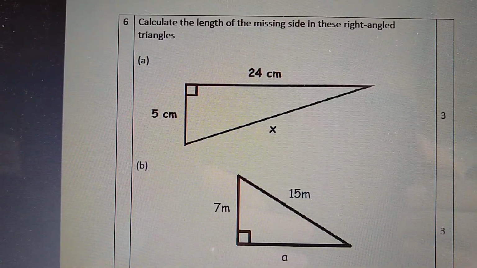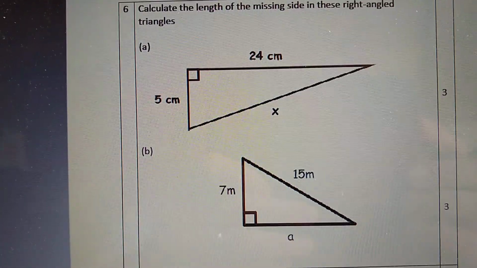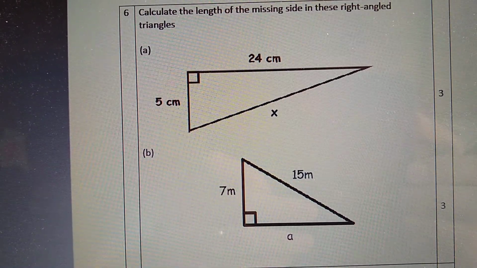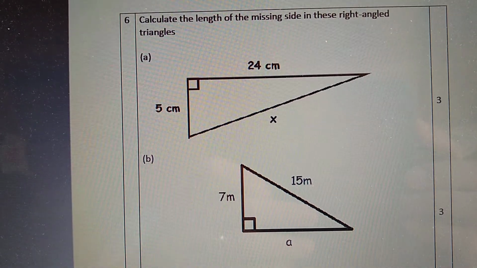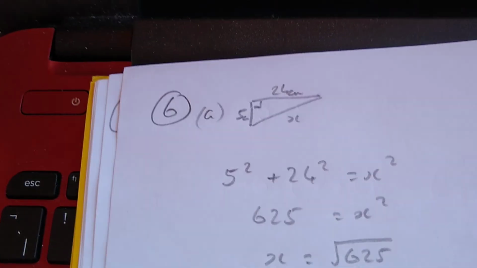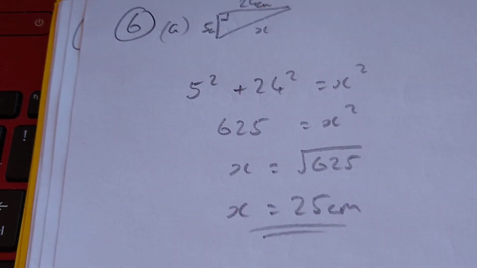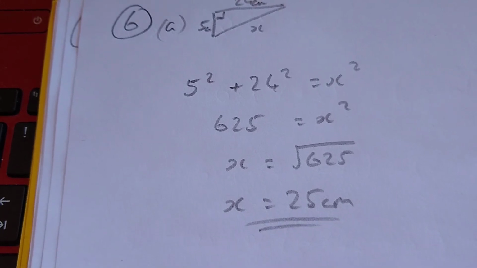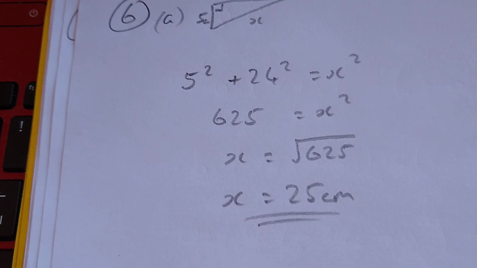So remember, Pythagoras' rule says the short side squared plus the other short side squared equals the long side squared. So in part A, do we have the two shorter sides? Yes, we do. So it'll just simply be 5 squared plus 24 squared equals the long side squared, the hypotenuse squared, which we are calling x. So 5 squared plus 24 squared equals x squared.